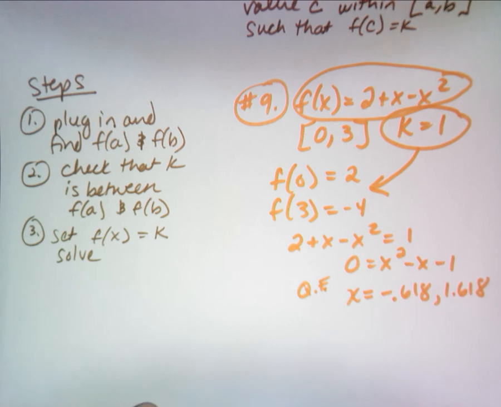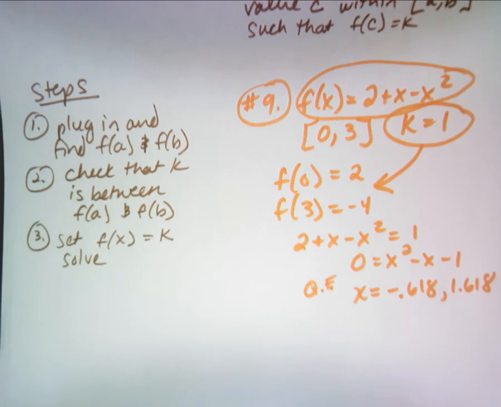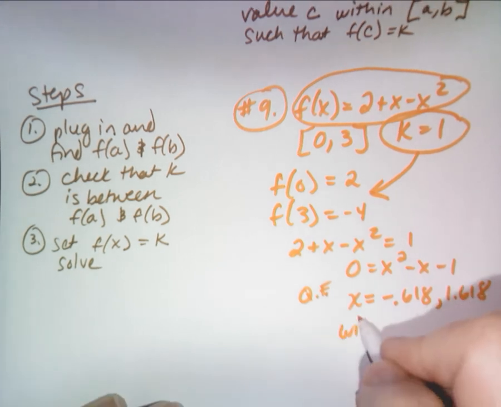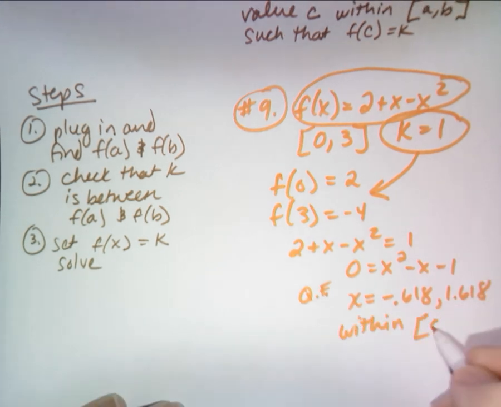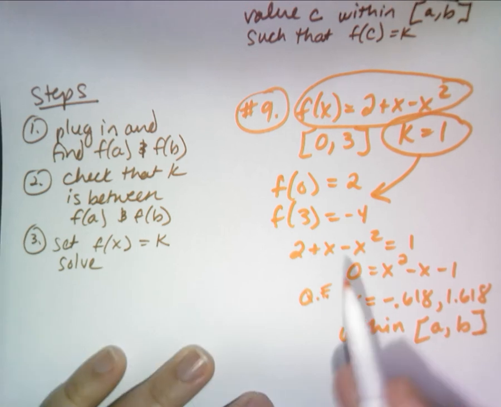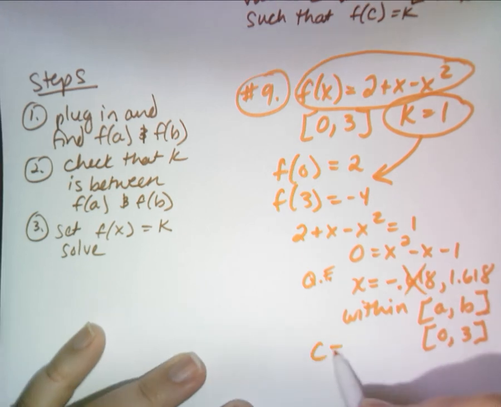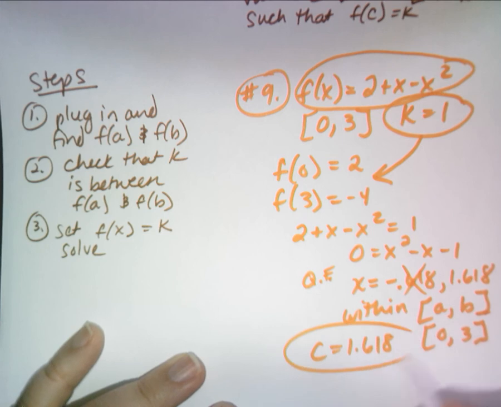I know this seems like a long process to do, but I promise you it'll get faster. Your values that you just found, the x values, are actually your c values. Are those 2 values within the interval a and b? Are both of them between 0 and 3? No. So the only true c value is 1.618.